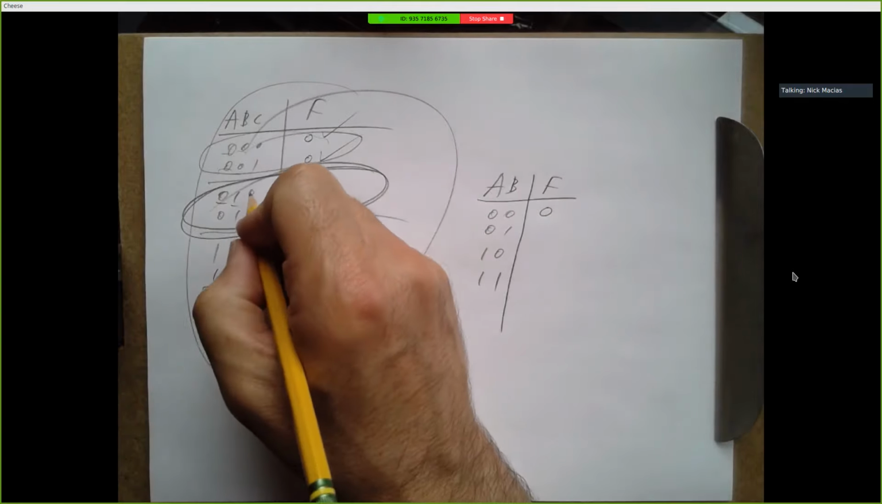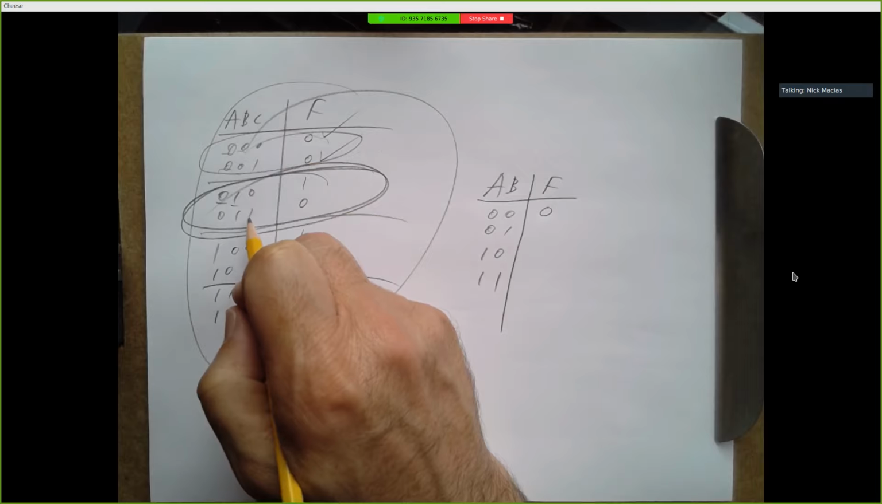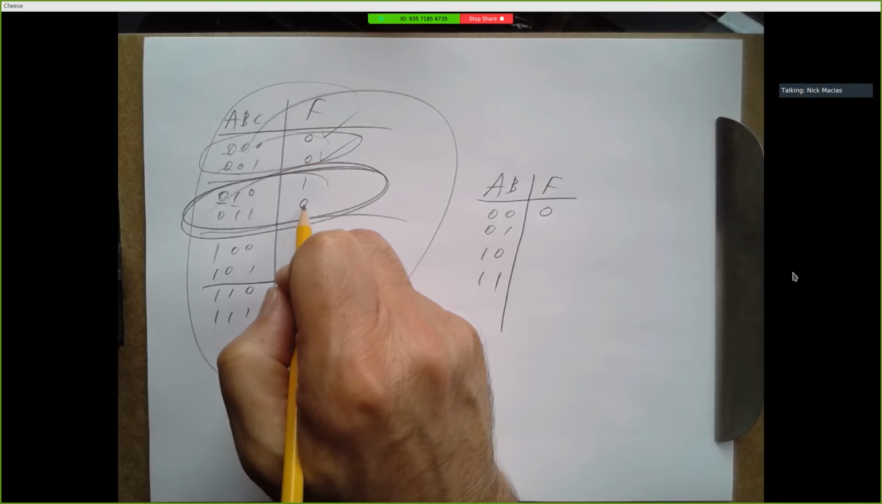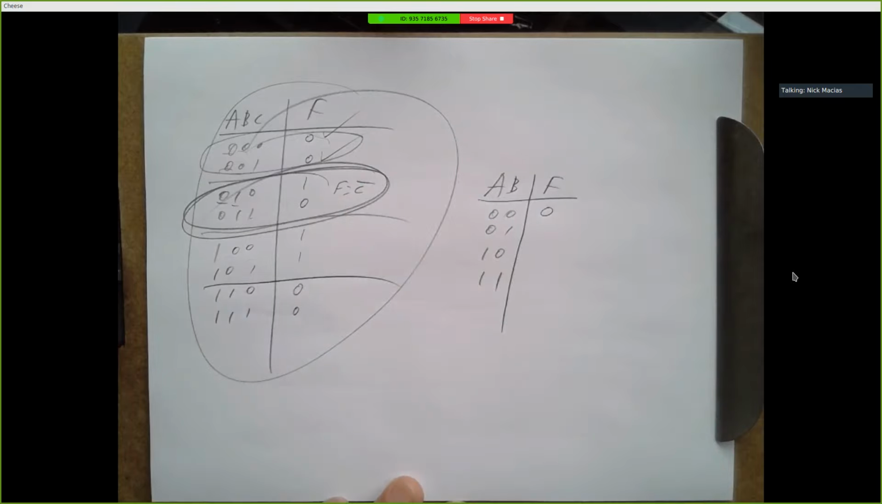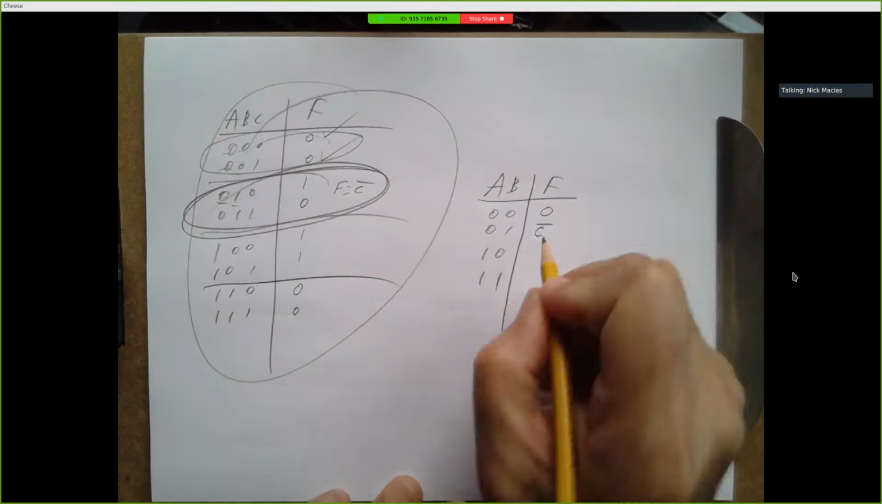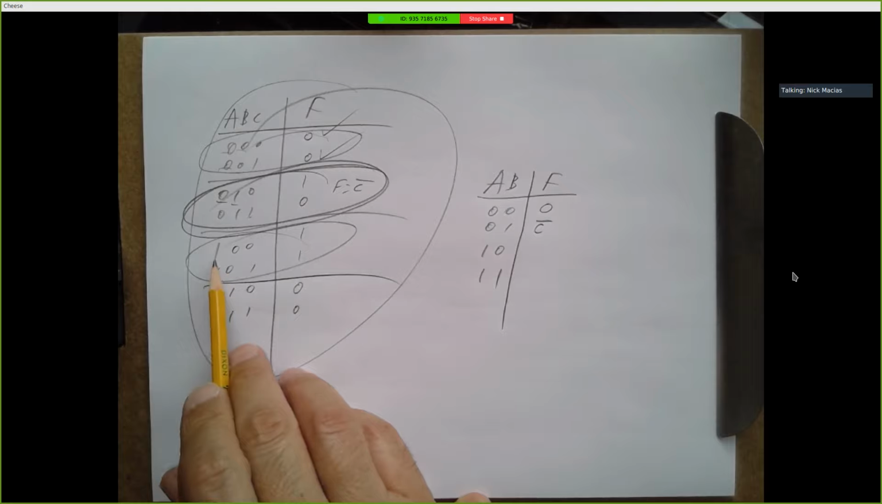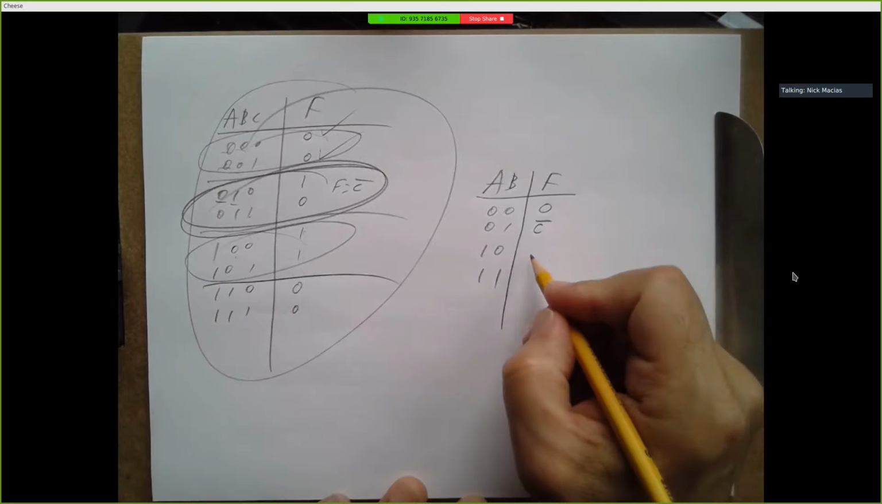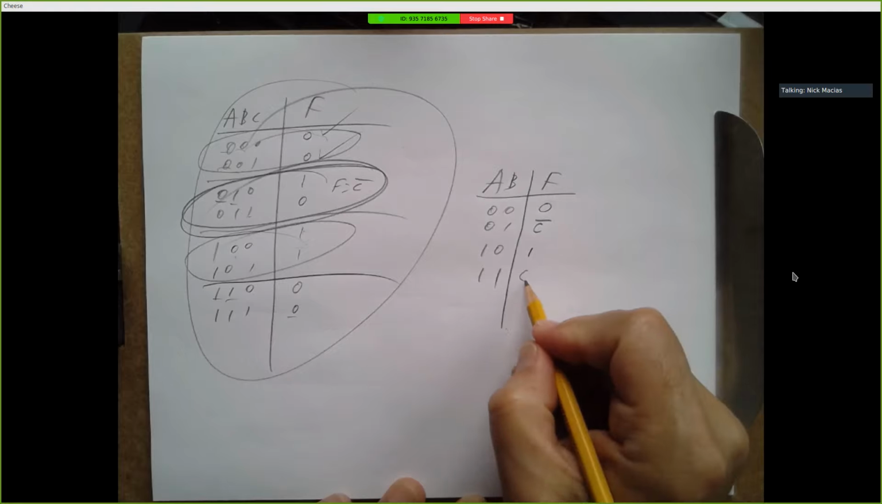Well, if we look at the value of C, we can see when C is a 0, F is a 1. When C is a 1, F is a 0. So apparently in these 2 rows, F is just the opposite of C. So I can say here's the value of F in that case. And in these 2 rows, A is 1, B is 0, F is always a 1. And in these 2 rows, A is 1, B is 1, F is always a 0.